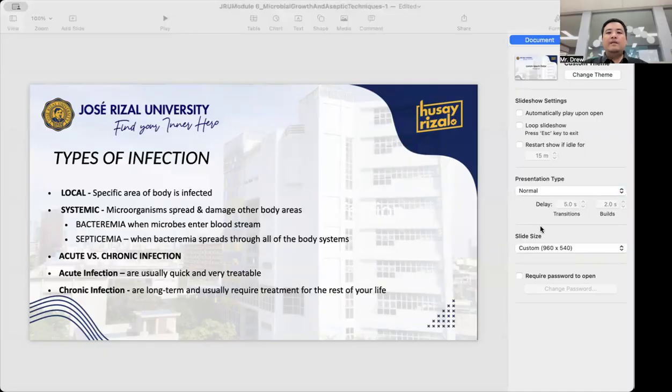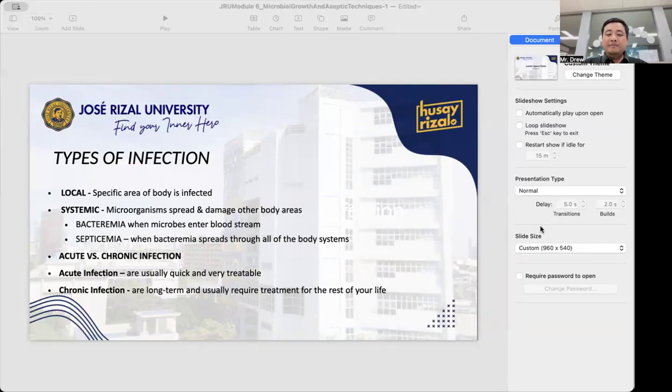Now, next will be the types of infections. Infections can affect a specific body part or spread throughout the body. So, local infections are confined to one area, like an infected wound. Systemic infections spread through the body, often via the bloodstream. Bacteremia, presence of bacteria in the blood, and septicemia, when bacteria multiply in the blood and spread to organs.